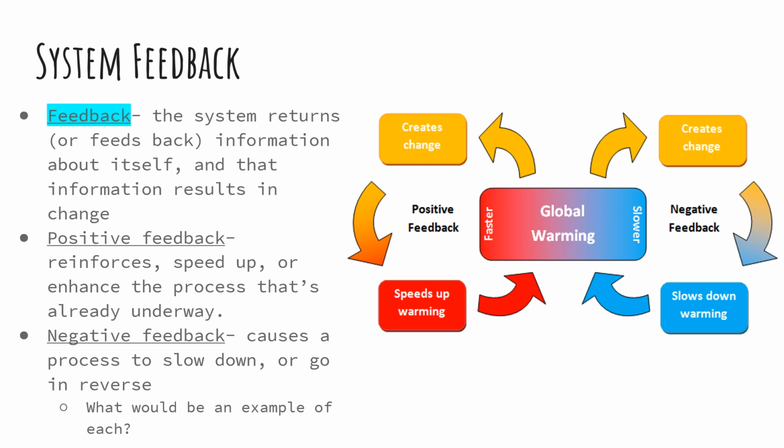System feedback. So feedback is when the system returns or feeds back information about itself, and that information results in change. Positive feedback reinforces, speeds up, or enhances the process that's already underway. Negative feedback causes a process to slow down or go in reverse. What would be examples of each? So, positive feedback would be glaciers melting. Less glacial ice results in less sunlight being reflected, so waters warm faster, which causes glaciers to melt faster.